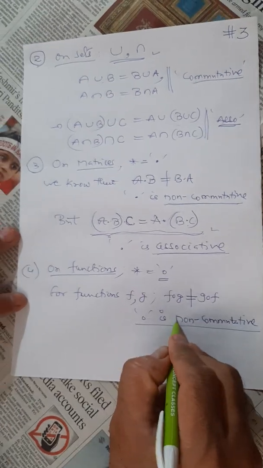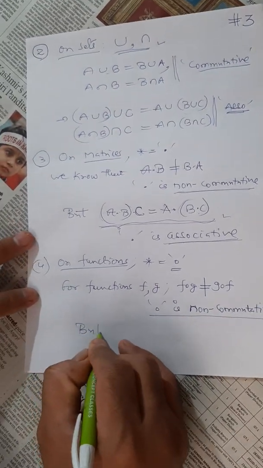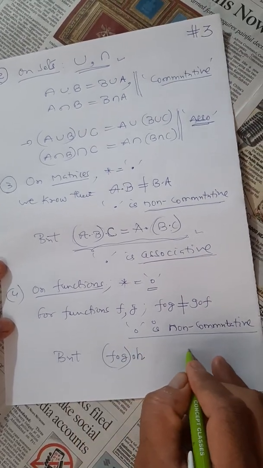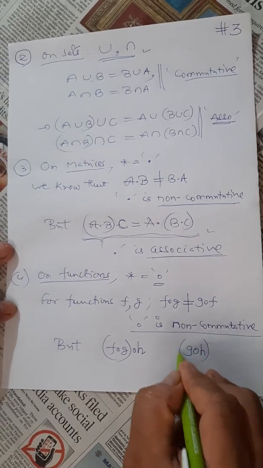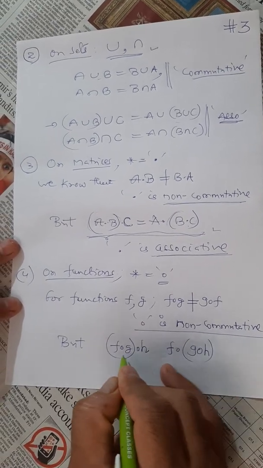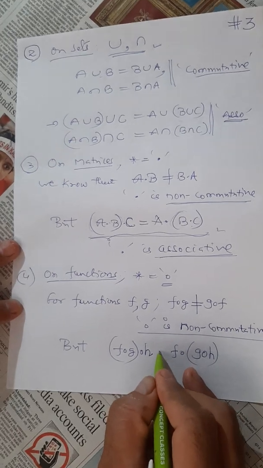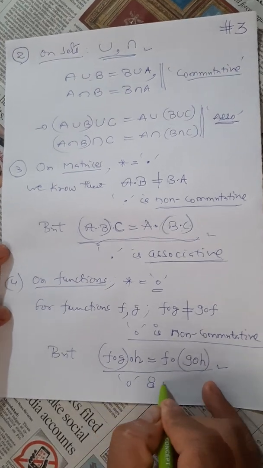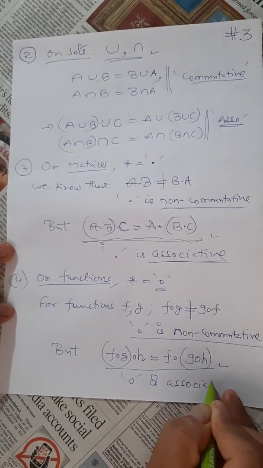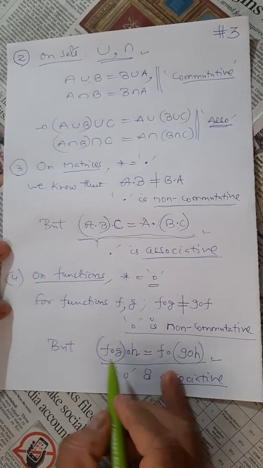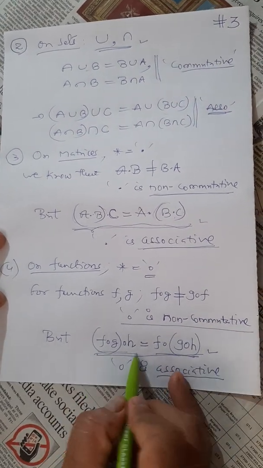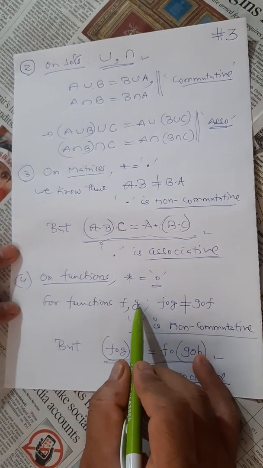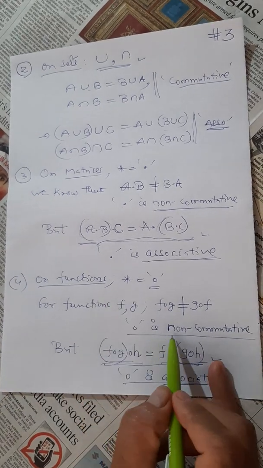But if you go for three functions, f, g, and h, where h is the third function, and if you find f o g o h and h o g o f, you are just changing the bracket here. These two are always equal. This was stated as a standard result, if you remember. So composition is associative. Composition on functions is always associative, but composition on functions is non-commutative.